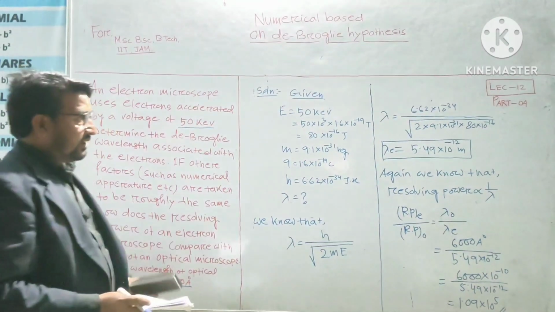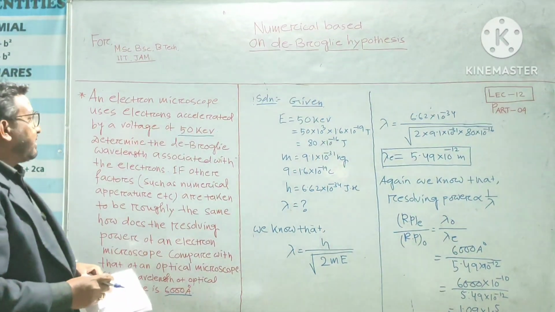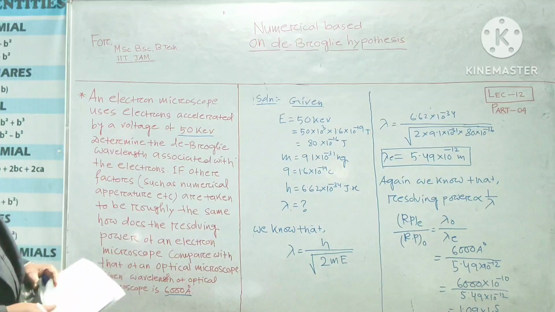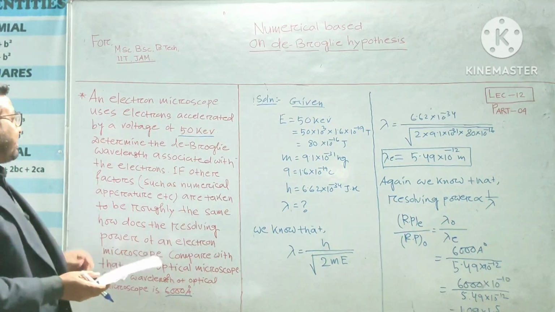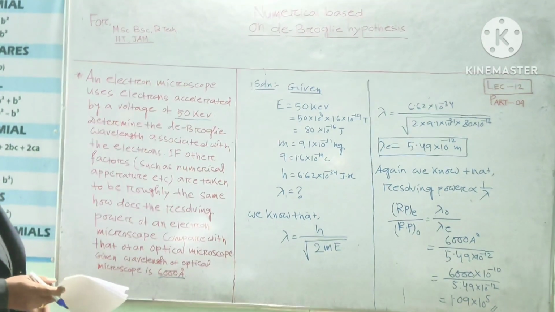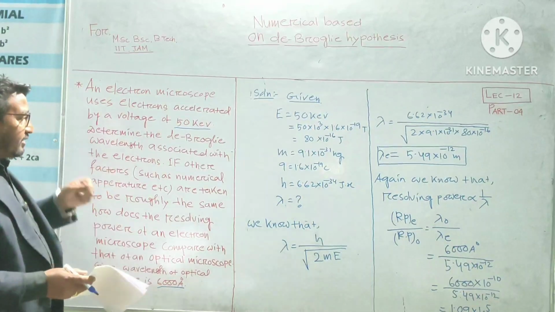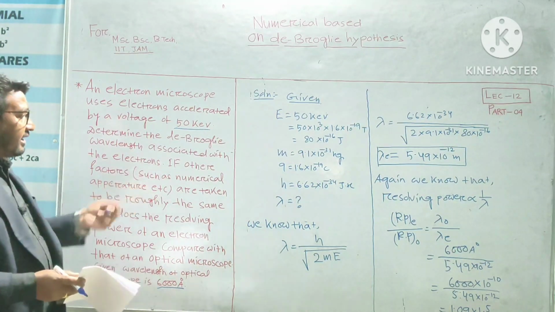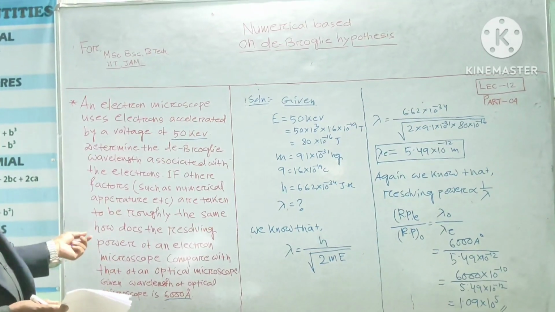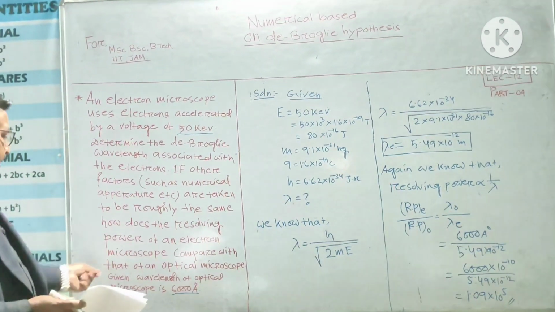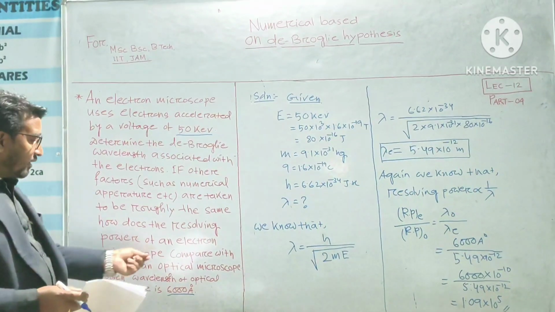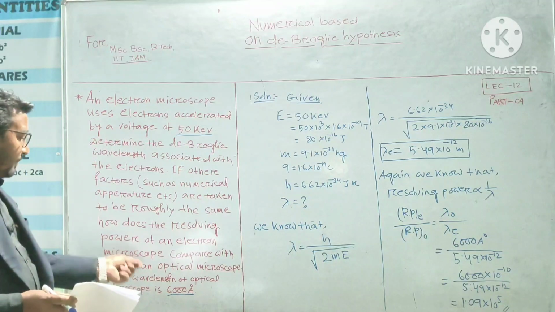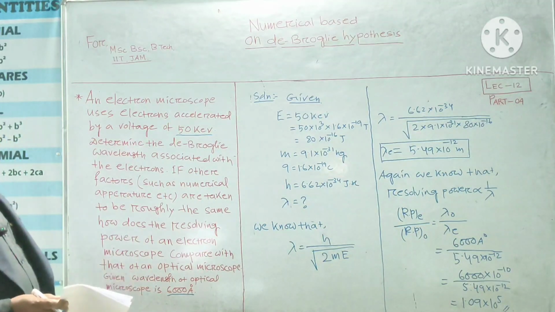For your better understanding, I am going to repeat this once again. The statement of this question: an electron microscope uses electrons accelerated by a voltage of 50 kilo electron volt. Determine the de Broglie wavelength associated with the electrons. If other factors such as numerical aperture etc. are taken to be roughly the same, how does the resolving power of an electron microscope compare with that of an optical microscope, given that the wavelength of the optical microscope is 6000 angstrom?